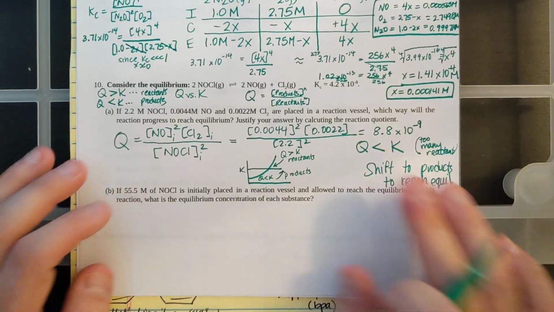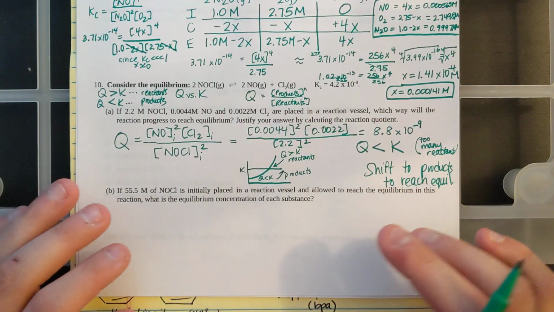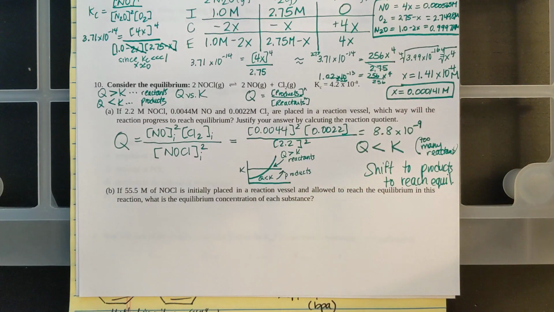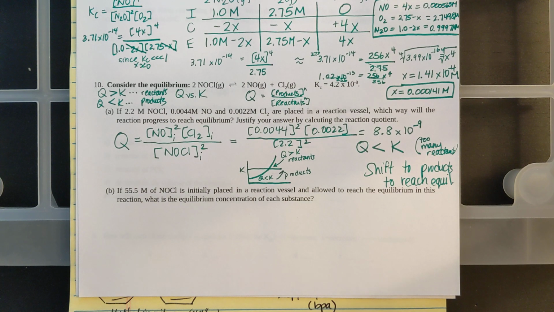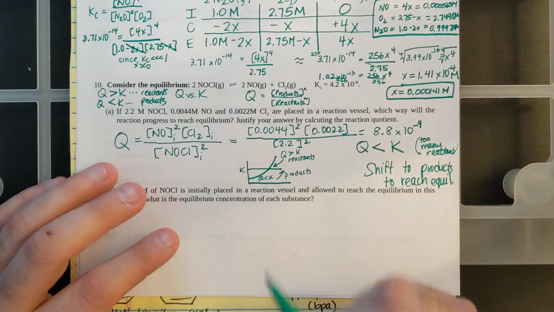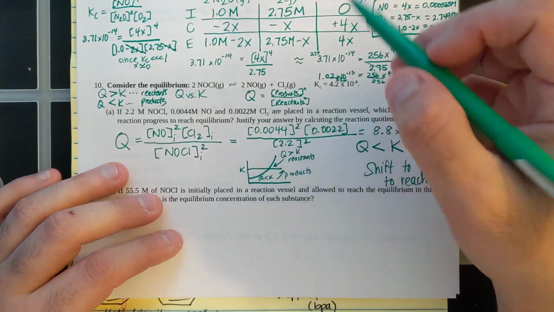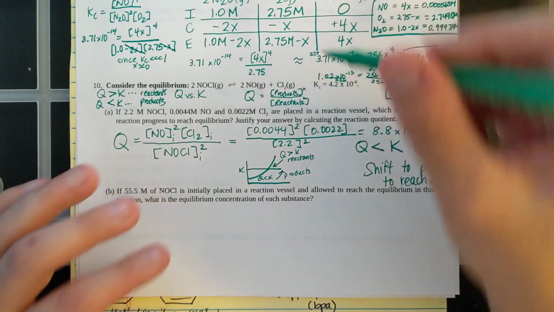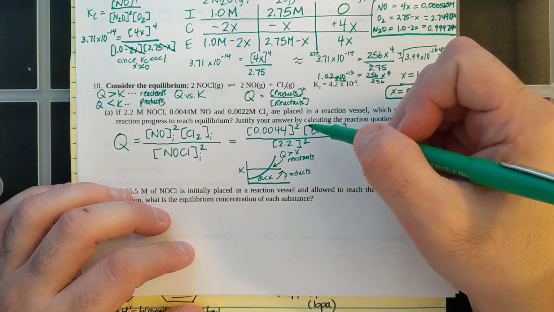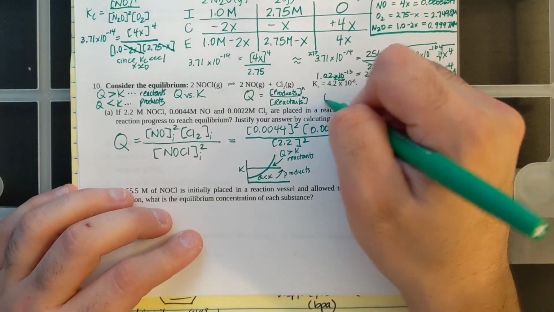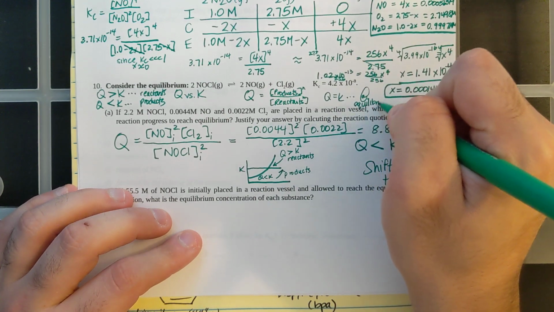This is exactly how we ended class last time with our notes part 3 on unit 7, comparing Q versus K. The only thing you need to know how to do is compare Q to K and decide which side the reaction will shift towards. If you remember these two things: if Q is less than K, that means I have too many reactants and not enough products, so I have to shift towards products. If Q is greater than K, that means I have too many products and not enough reactants, so I have to shift towards reactants. And when Q is equal to K, we're at equilibrium. We don't have to worry about shifting.